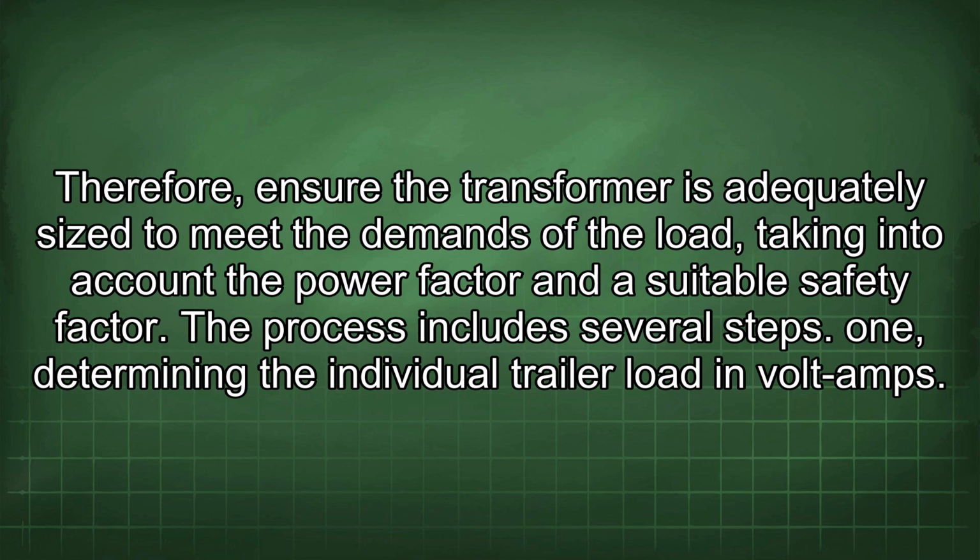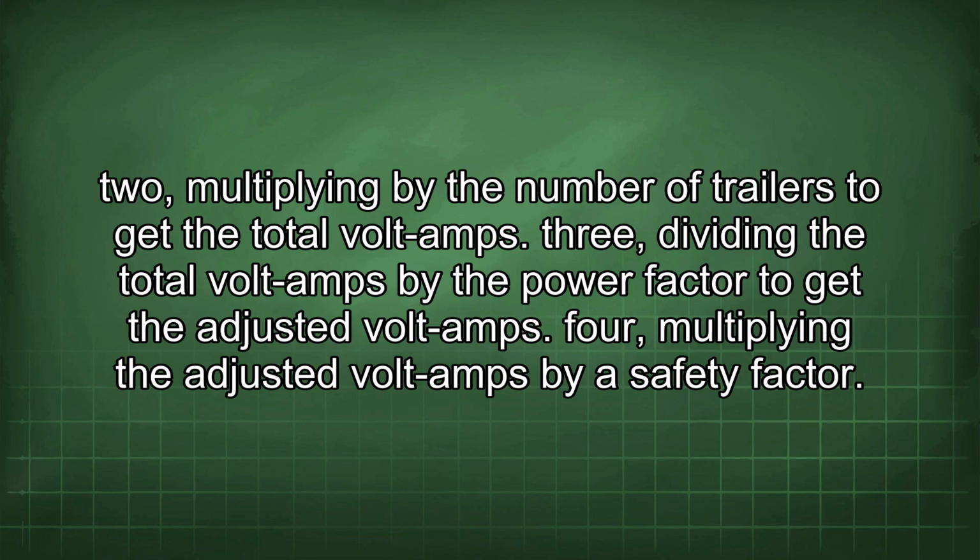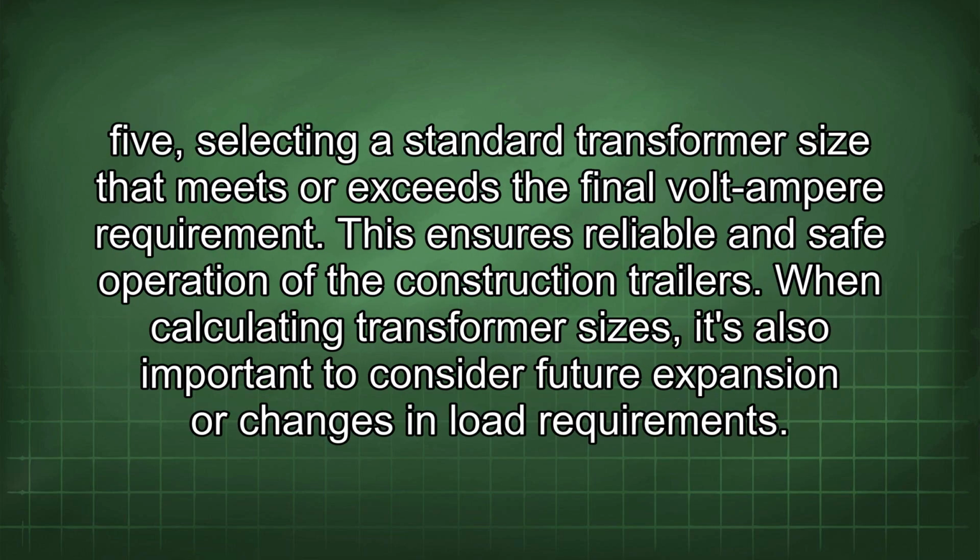The process includes several steps. 1. Determining the individual trailer load in volt-amps. 2. Multiplying by the number of trailers to get the total volt-amps. 3. Dividing the total volt-amps by the power factor to get the adjusted volt-amps. 4. Multiplying the adjusted volt-amps by a safety factor. 5. Selecting a standard transformer size that meets or exceeds the final volt-ampere requirement. This ensures reliable and safe operation of the construction trailers.